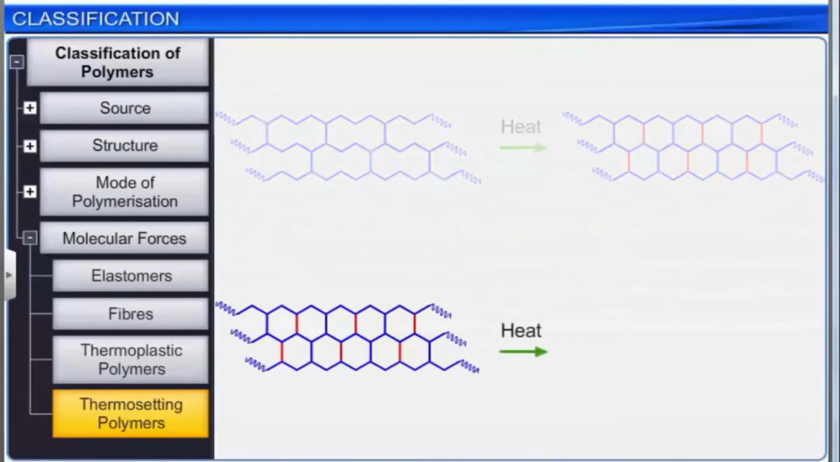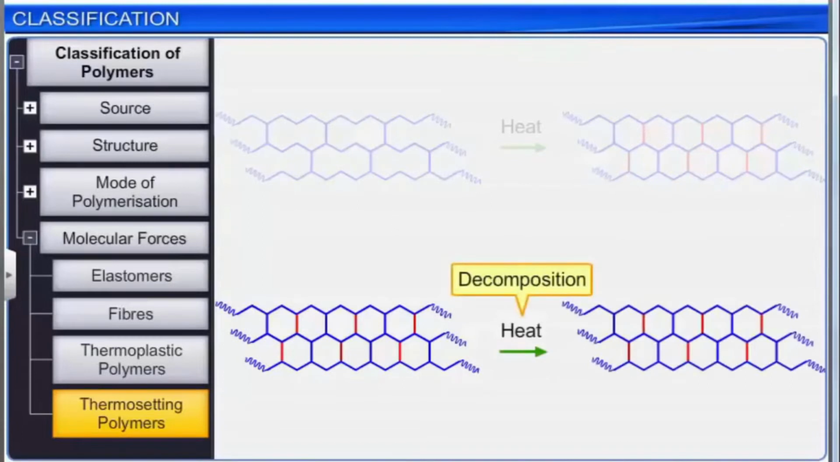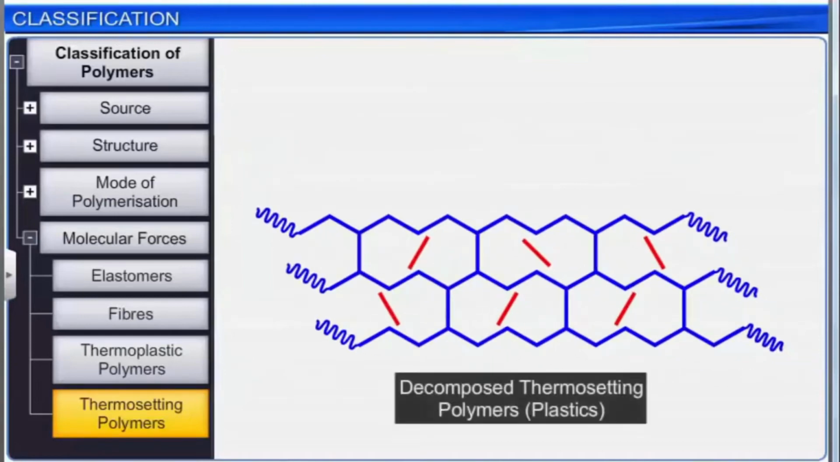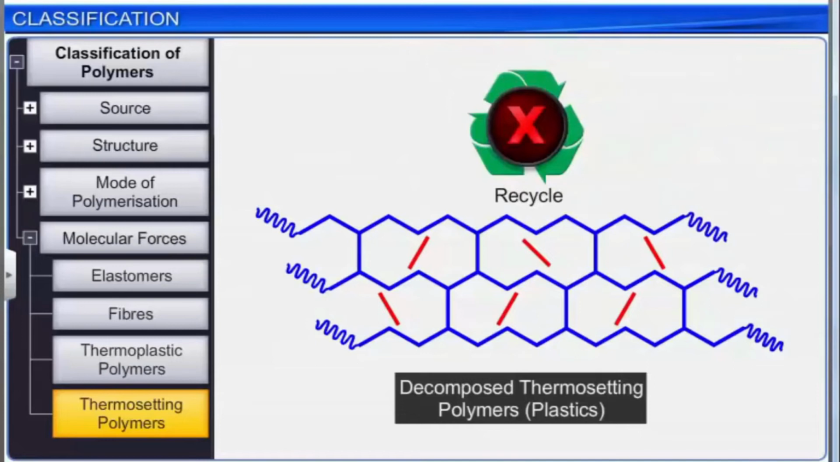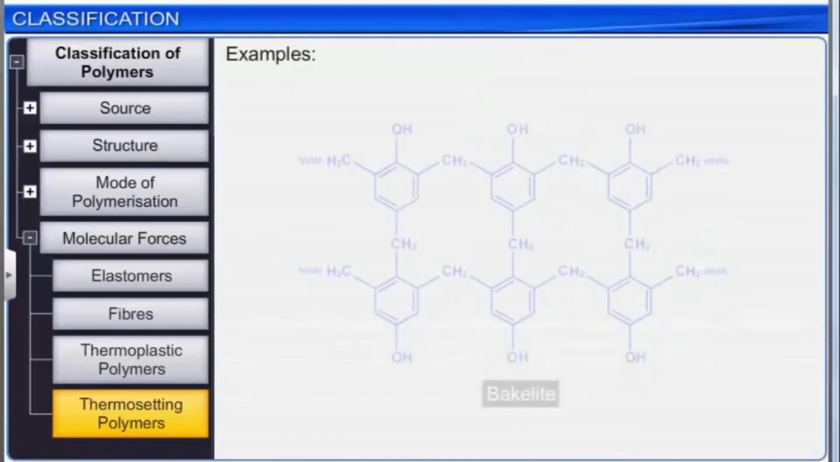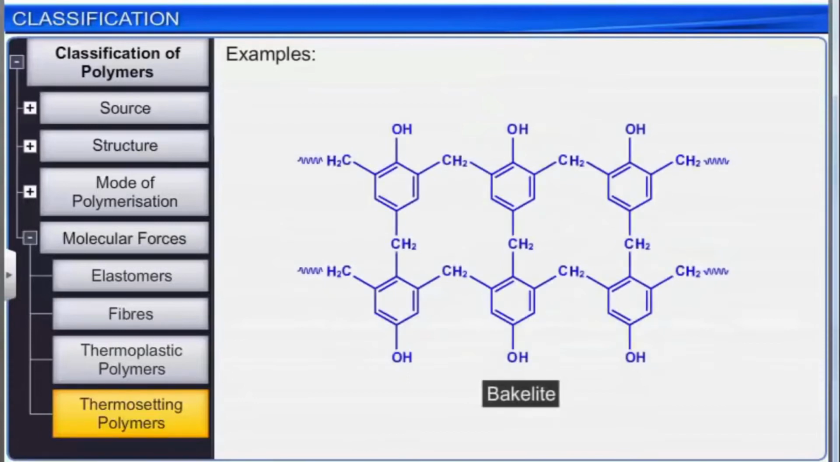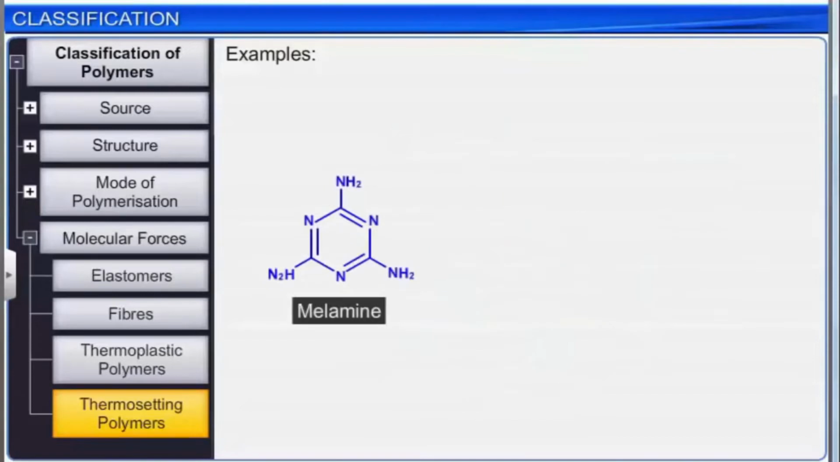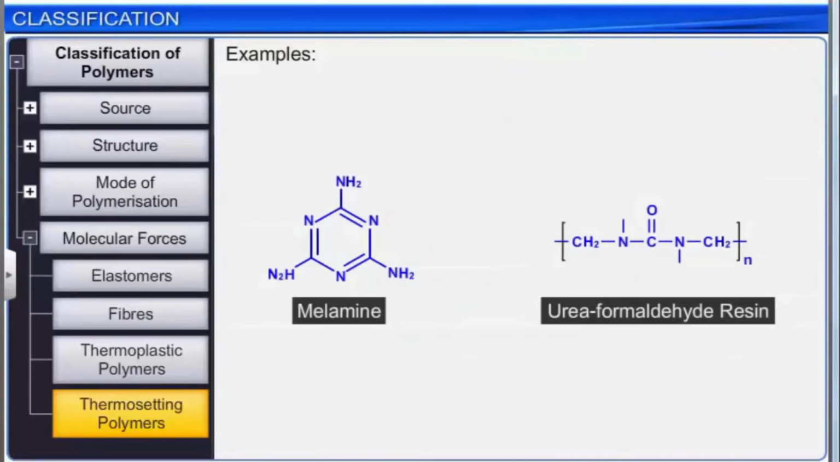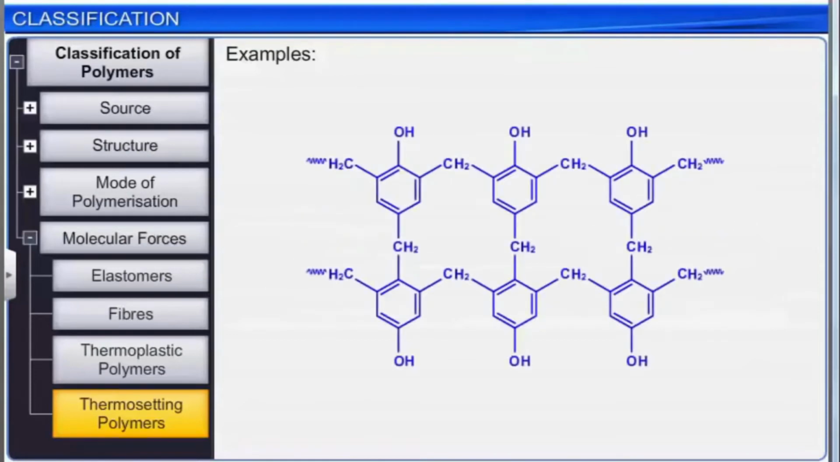Additional heating causes a thermosetting polymer to decompose, as the chains are unable to separate. Instead, bonds break. Note that these plastics cannot be recycled or used again. Examples of thermosetting polymers are Bakelite, Melamine, and Urea Formaldehyde resin. Notice the extensive cross-linking shown in the structure of the Bakelite resin.